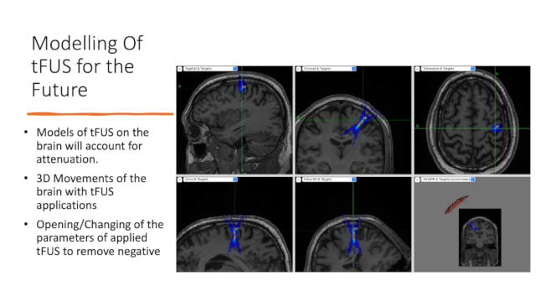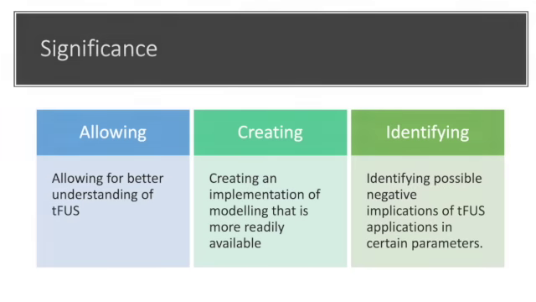This will open up parameters and allow us to change parameters if they cause negative effects or lead to high concentrations on areas that we do not want. The significance of this project is it allows for the better understanding of transcranial focused ultrasound. It creates an implementation that is more readily available on one computer, as you only need an Apple silicon computer, and it identifies possible negative implications of transcranial ultrasound in certain parameters.